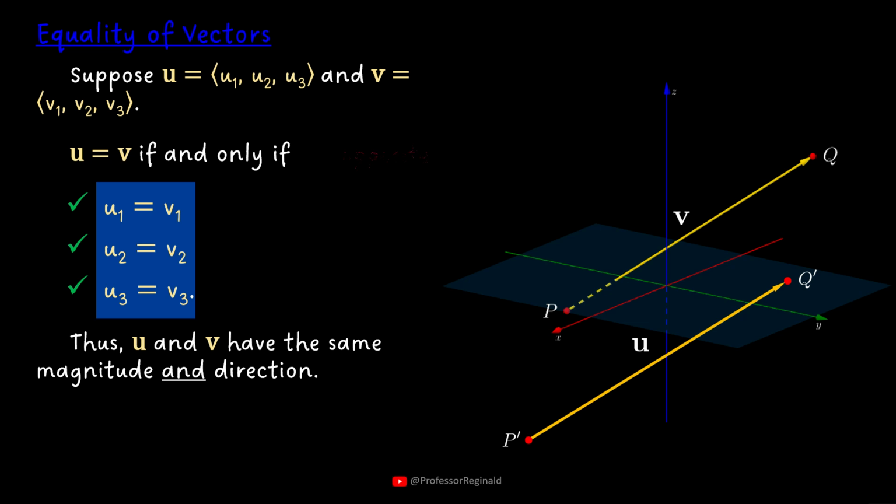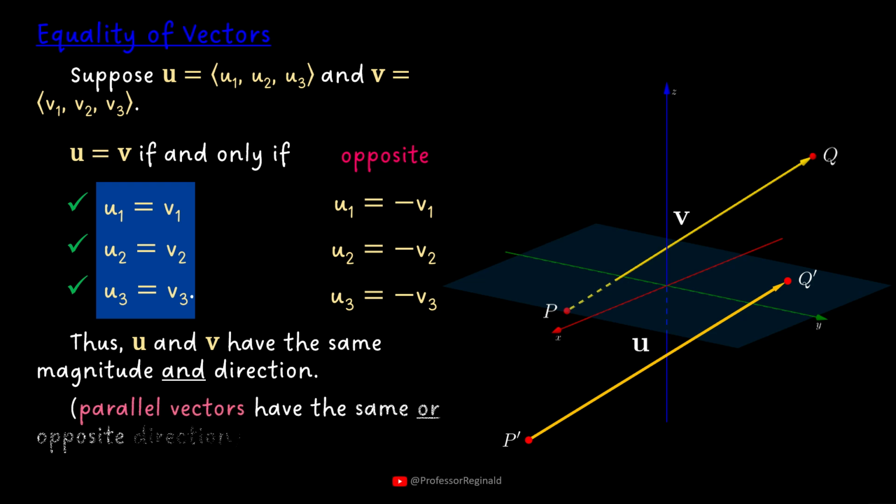Meanwhile, opposite vectors are non-zero vectors with equal magnitude but opposite direction. Two vectors are opposite if the coordinates of one vector are the negative of the coordinates of the other vector. Two non-zero vectors are parallel if they have the same or opposite direction regardless whether their magnitudes are equal or not.